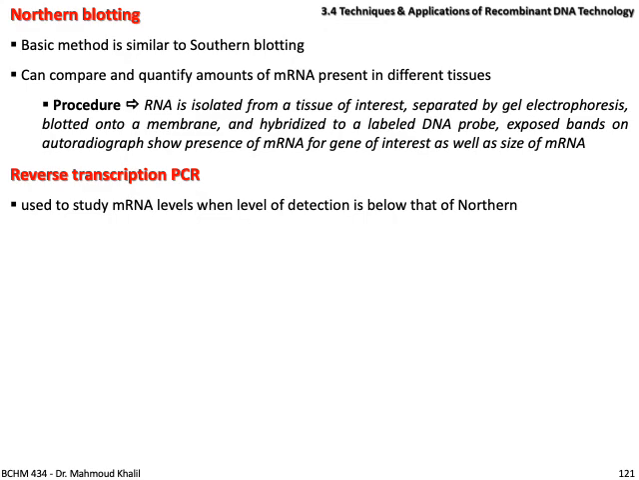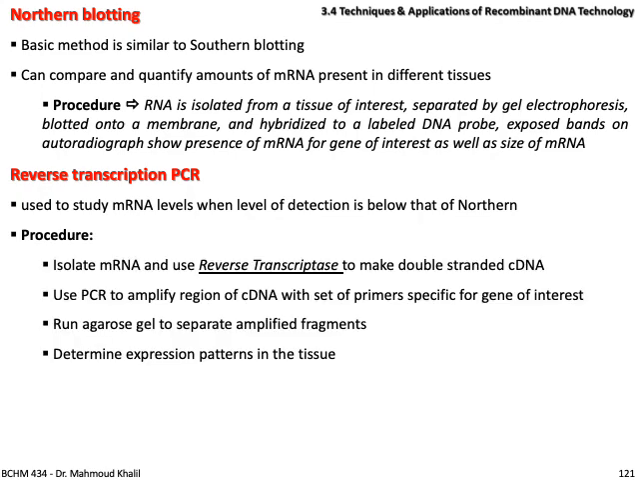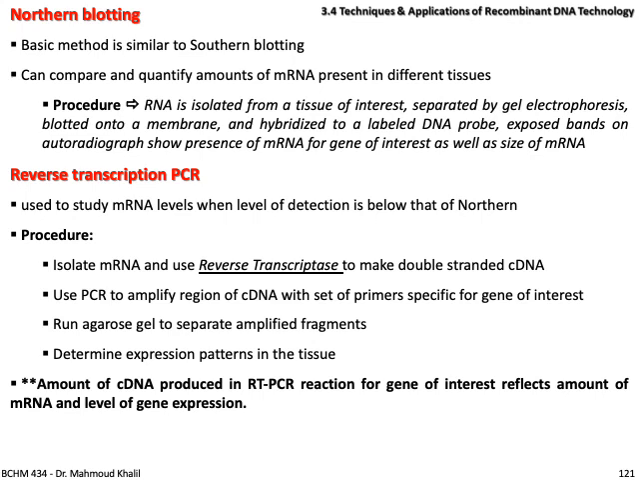RT-PCR is used to study messenger RNA levels when the level is below the detection limit of Northern blotting. The procedure is pretty much the same, except you're doing PCR: isolate messenger RNA, do reverse transcription to make double-stranded cDNA, use PCR with specific primers to amplify the gene of interest, run an agarose gel to separate the amplified fragments, and then you determine the expression pattern in the tissue. The amount of cDNA produced in the RT-PCR reaction of a gene of interest reflects the amount of messenger RNA and the level of gene expression.